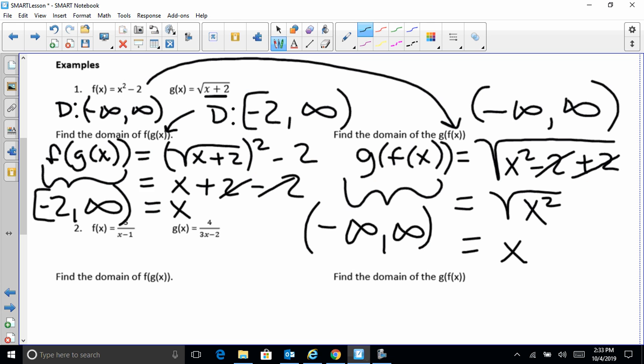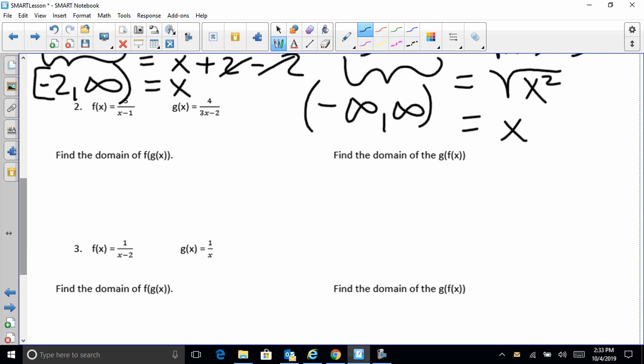So looking at that, we can say that it is all real numbers for sure. So that's going to be the domain for the g of the f of x. Now let's take a look at number 2.